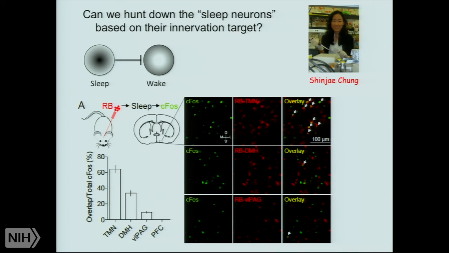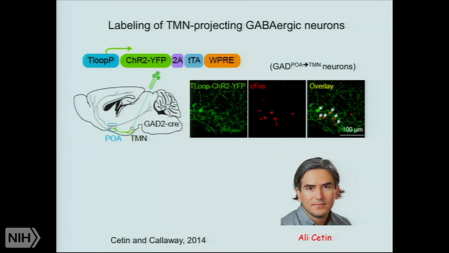So that suggests that the TMN might be an interesting target to go for. So then we collaborated with Ali Setin. Ali, when he was a postdoc in Ed Callaway's lab, developed this really cool lentivirus tool. It's pseudotyped with rabies virus glycoprotein, and that makes the lentivirus travel retrogradely. Normally lentivirus doesn't travel backwards, but once you pseudotype them, they do.